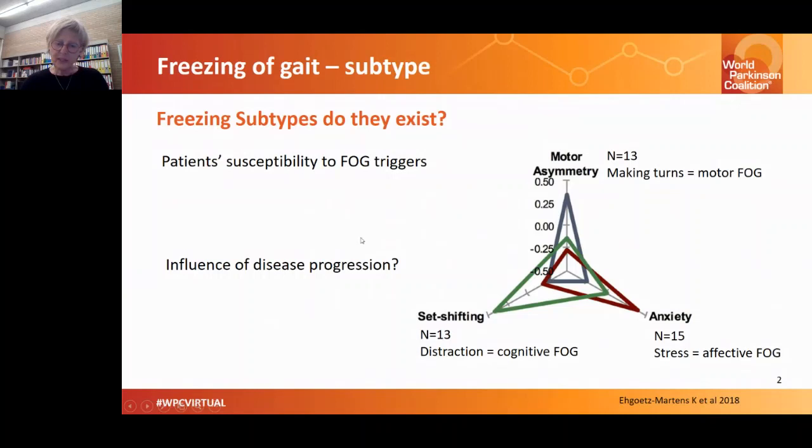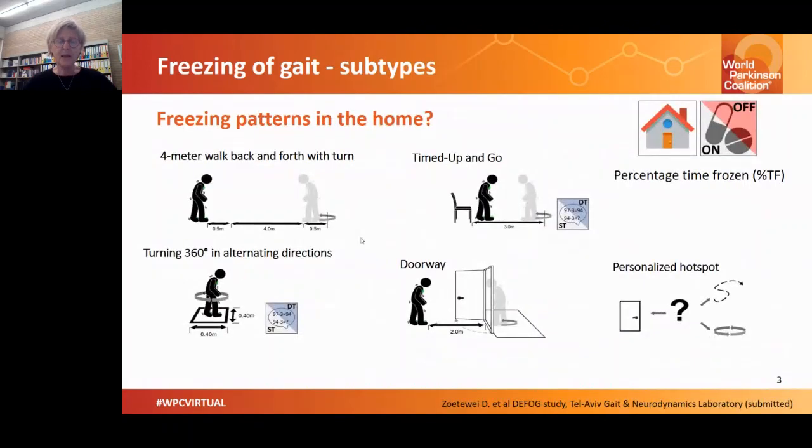Now, what we also could see in these results, that people with set shifting and anxiety fog also had higher levels of disease progression. So therefore, it is possible that patients start with having motor fog only, and then slowly progress into having multiple factors that bring on freezing of gait. And for that, of course, we need longitudinal study. Most of all, I think we need to see whether subtypes really exist when freezing expresses itself in behavior.